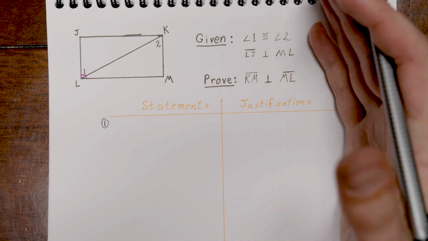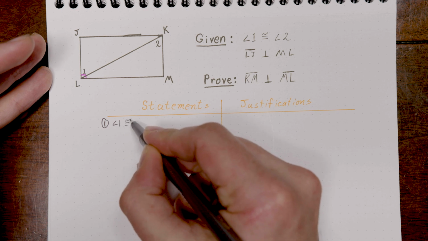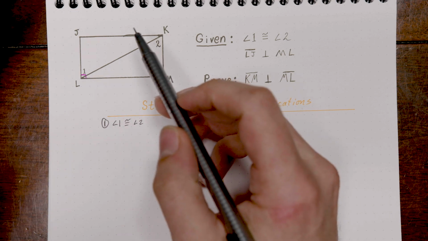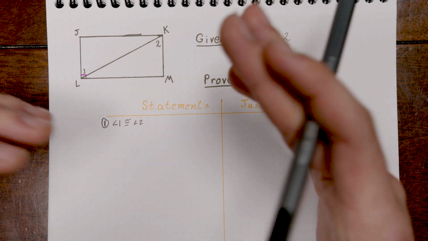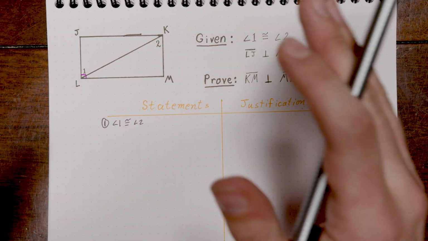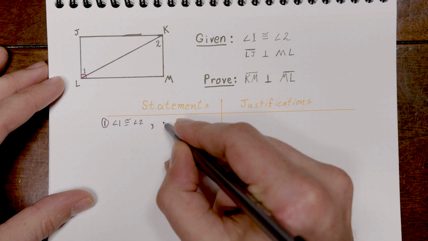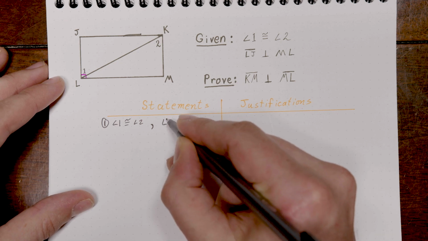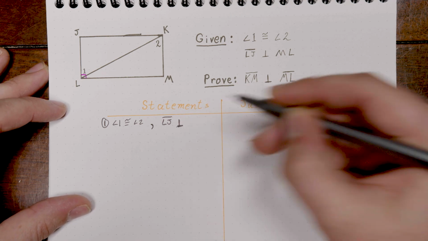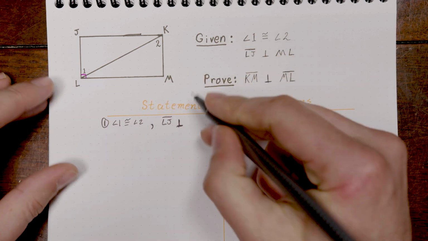So let's try to kill two birds with one stone. We're given that angle 1 is congruent to angle 2. Since we've been talking about parallel lines and transversals, we should already see a path to victory here with that statement. We're also given that segment LJ, this segment right here, is perpendicular to segment ML, this segment down here at the bottom.